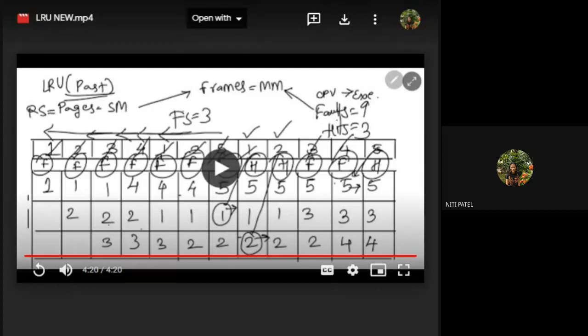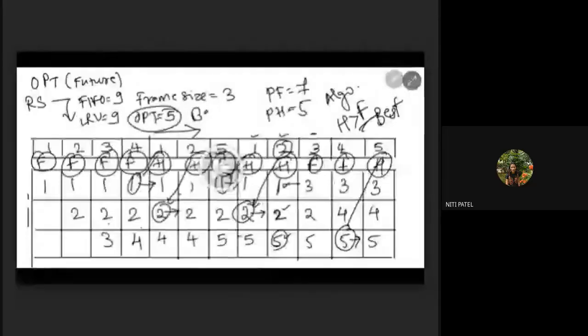Okay, ma'am. Okay, so is LRU and FIFO clear? Yes, ma'am. So we go to the last algorithm, that is optimal. Now हम LRU में क्या करते थे, we used to check the past, but in optimal we will check future. Future में जो use मतलब बहुत लेट यूज हो रहा है उसको हम रिप्लेस करेंगे.